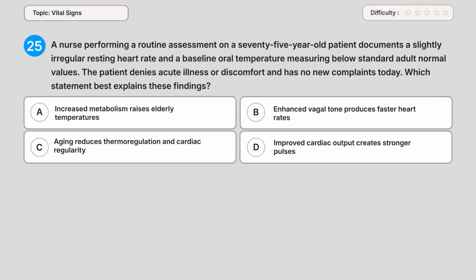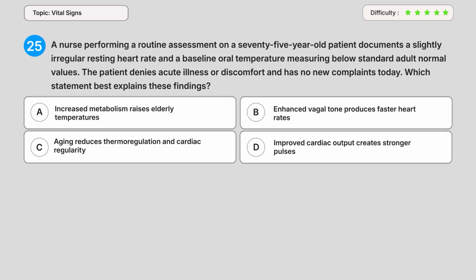25. A nurse performing a routine assessment on a 75-year-old patient documents a slightly irregular resting heart rate and a baseline oral temperature, measuring below standard adult normal values. The patient denies acute illness or discomfort and has no new complaints today. Which statement best explains these findings?